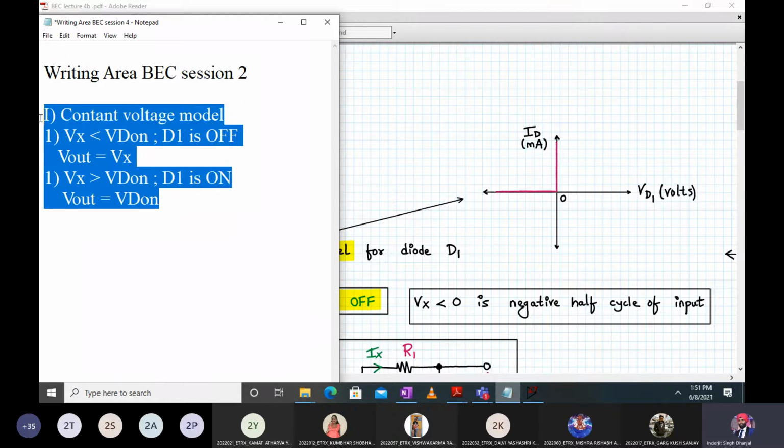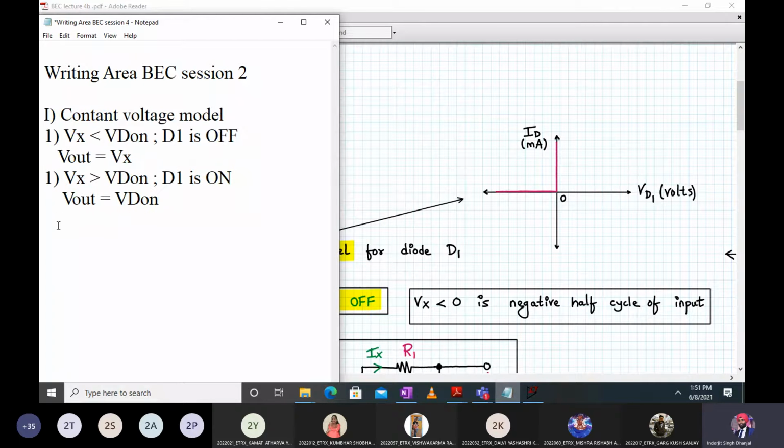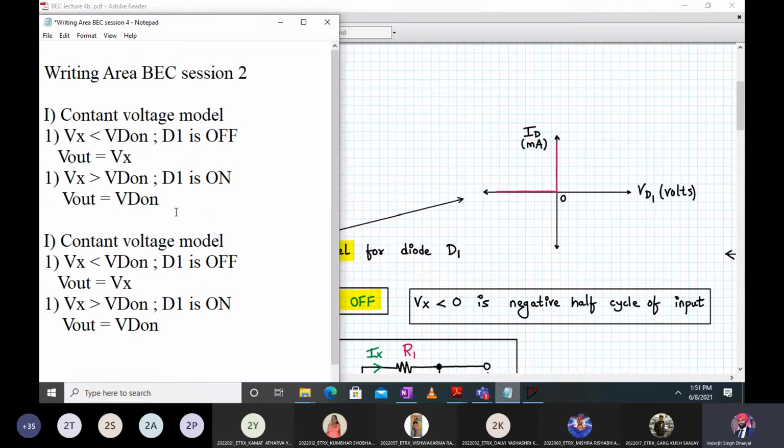Now for the second one, we have an ideal diode model. So just substitute wherever you see VD on, substitute it as 0. So this is the ideal diode model. So what can we say? Vx is less than 0. Vx is greater than 0.